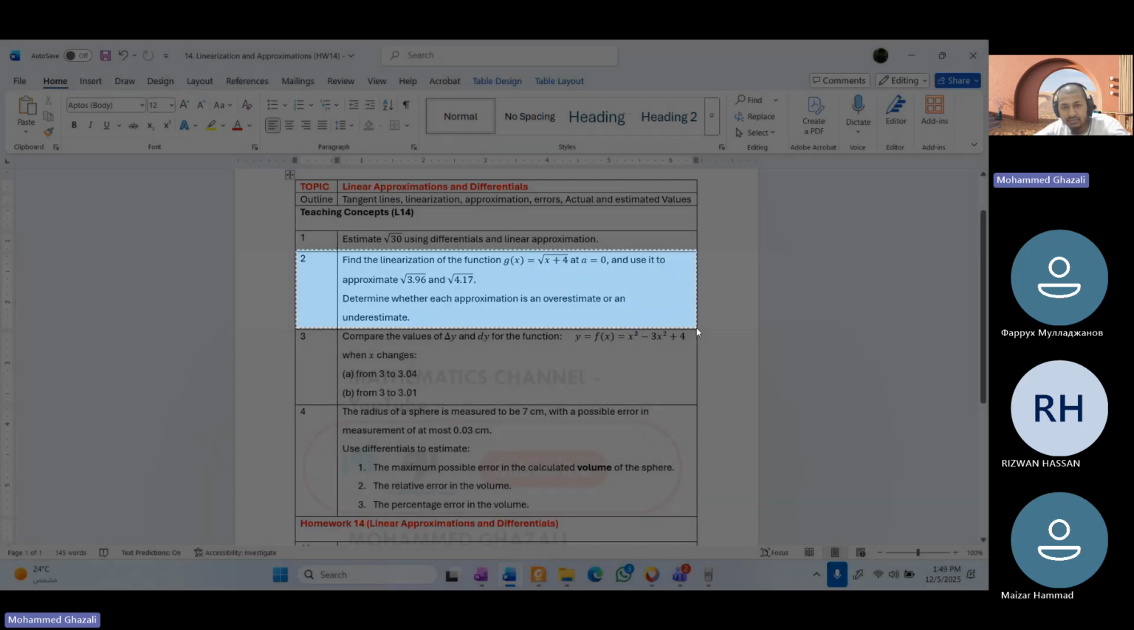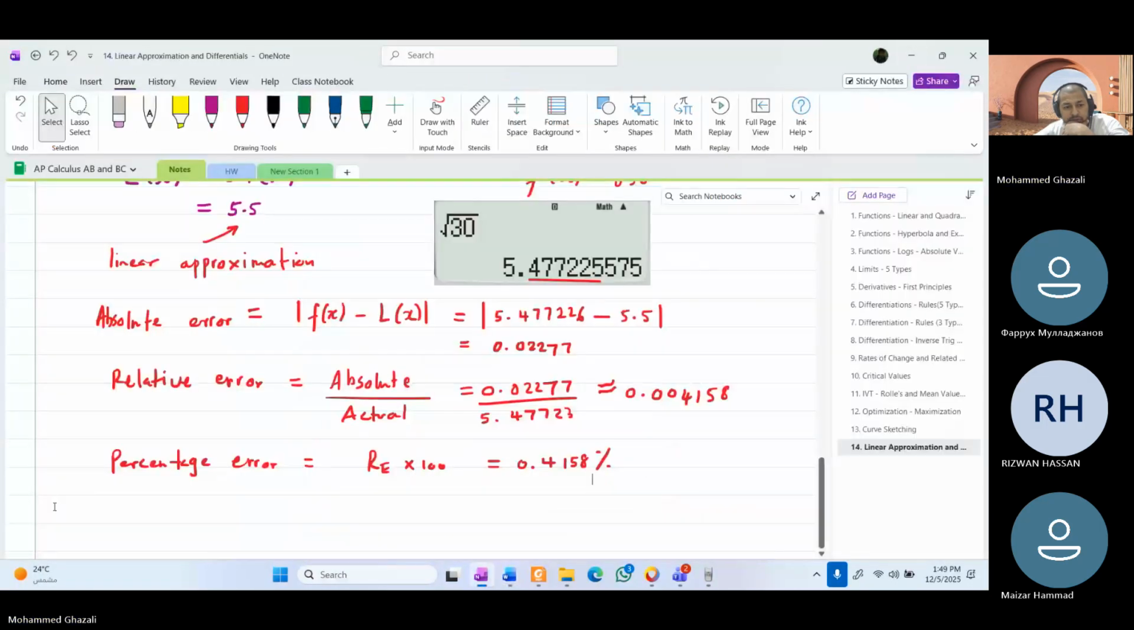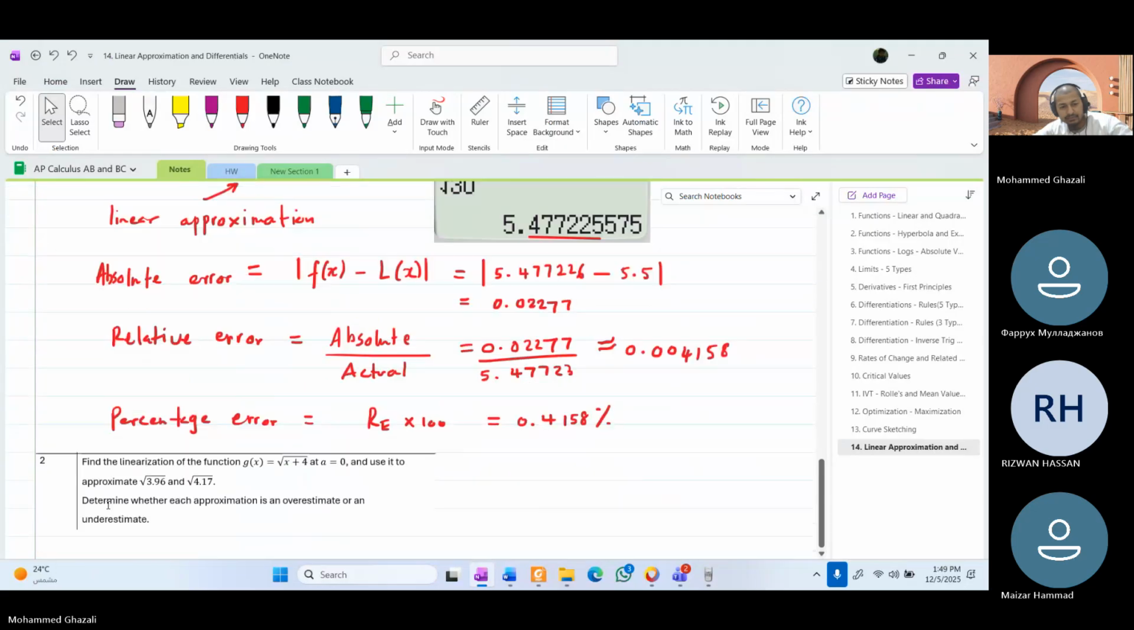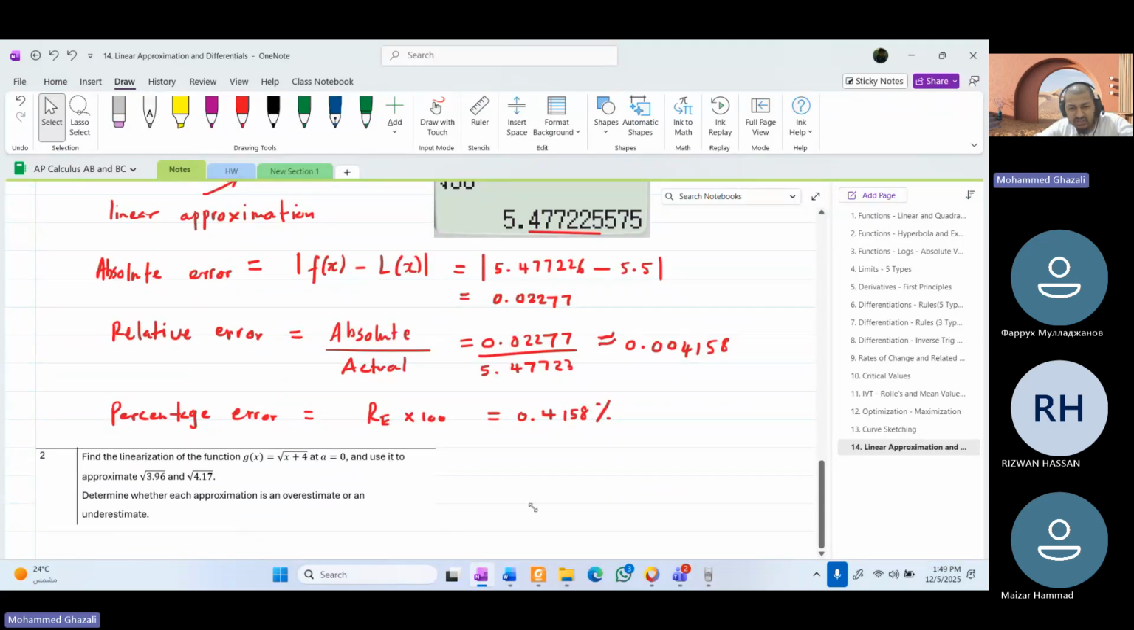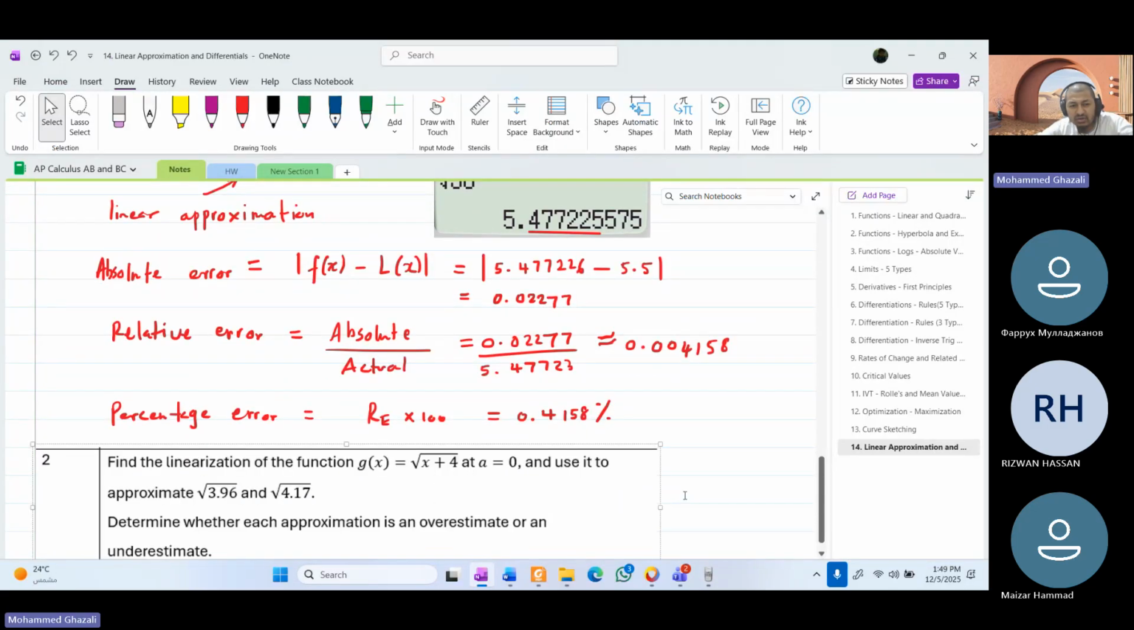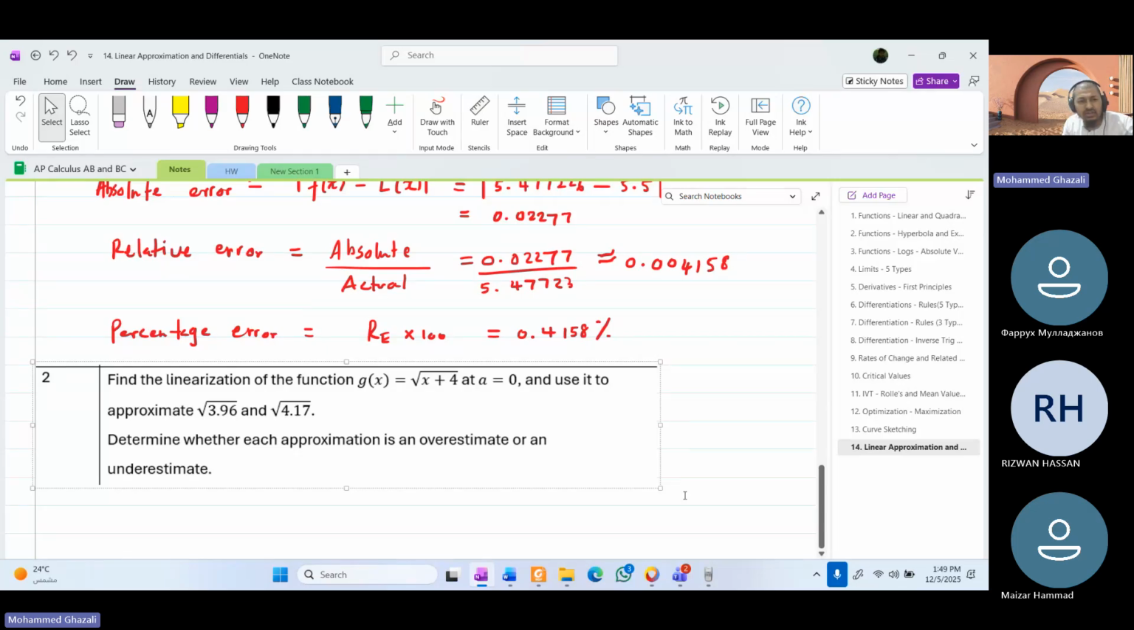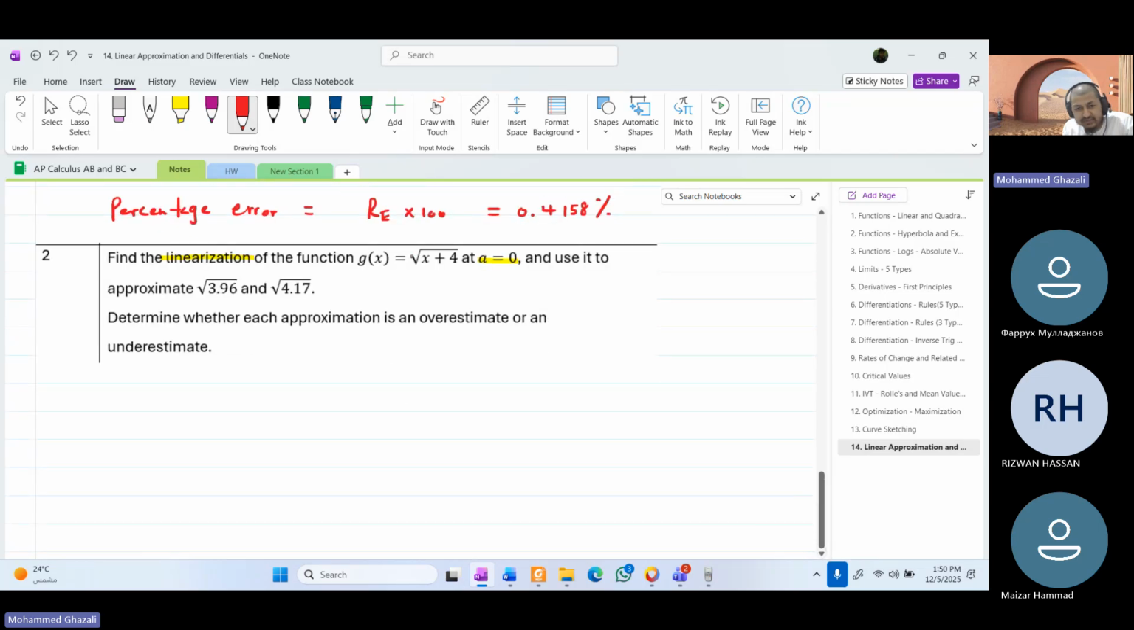I already did a radical. I'm doing another radical now. So at least you know what a linearization function is. It's a linear function, or you can call it a tangent line approximation. We got g of x, and a is 0, and use it to approximate 3.96 and 4.17. Determine whether each approximation is an overestimate or an underestimate. Let's check. So first we will start off by finding the derivative.